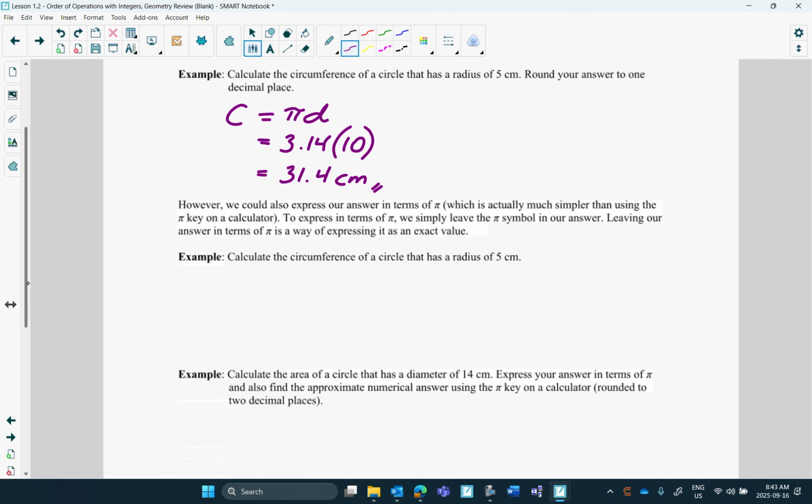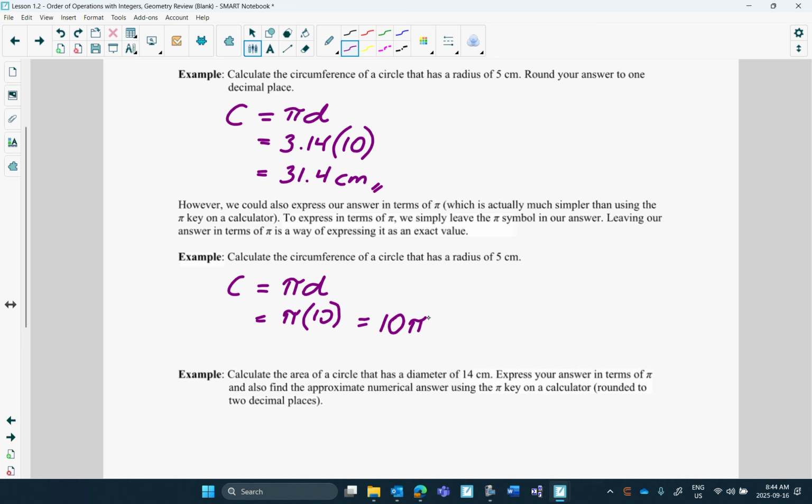Okay. There is another way to show your answer, and it's actually easier. It doesn't really require that much math. We could do the same thing, pi times diameter, but this time we're actually not going to do the multiplication. We're going to leave it, and the way that we leave it is we write the number first and then the pi symbol after. We leave it as 10 pi. That's actually a more accurate answer.